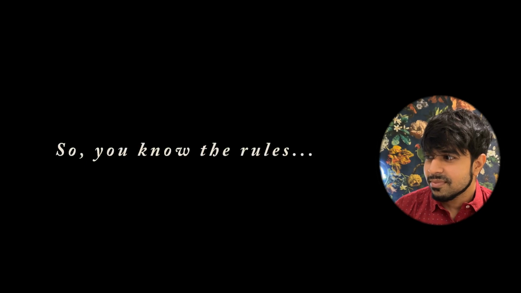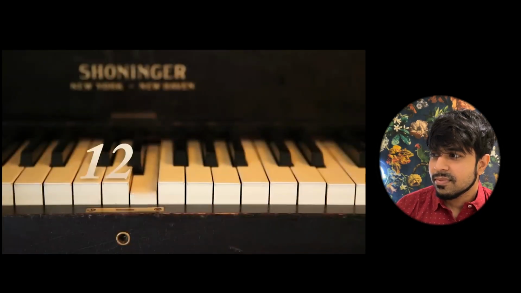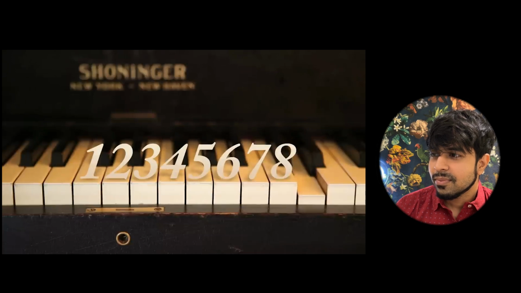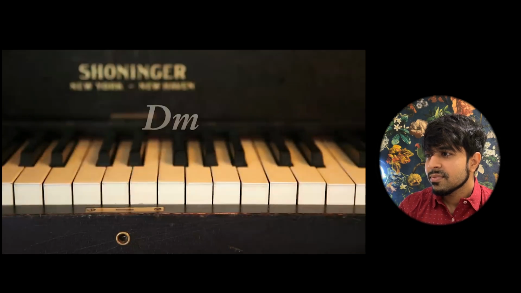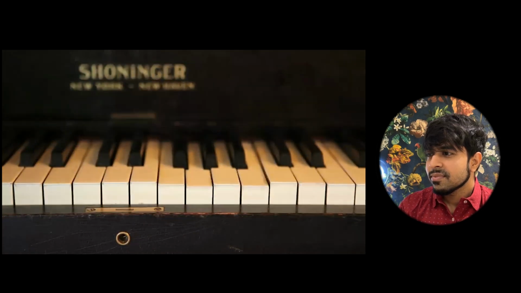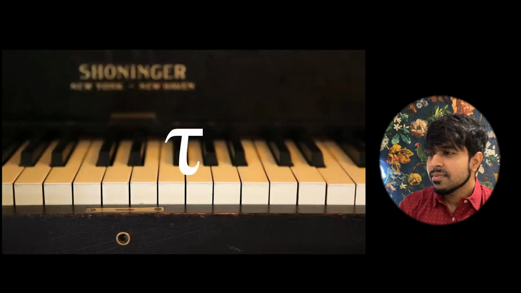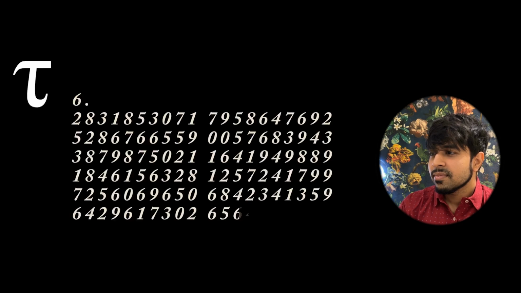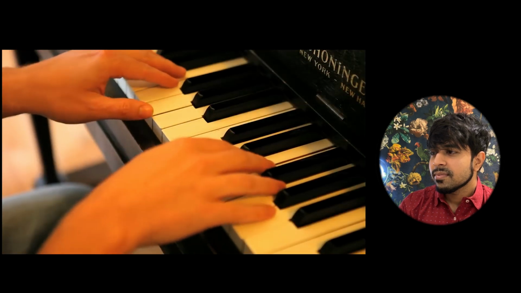So, you know the rules. Apply all the notes in a major scale, the numbers 1 through 9. Then, apply the major, minor, and diminished chords that correspond with those notes. So, the following is a musical interpretation of tau to 126 decimal places at a tempo of 125.6 beats per minute, which is 6.28 multiplied by 20.